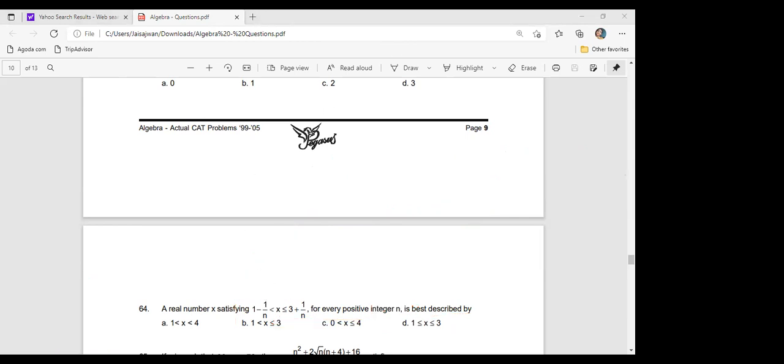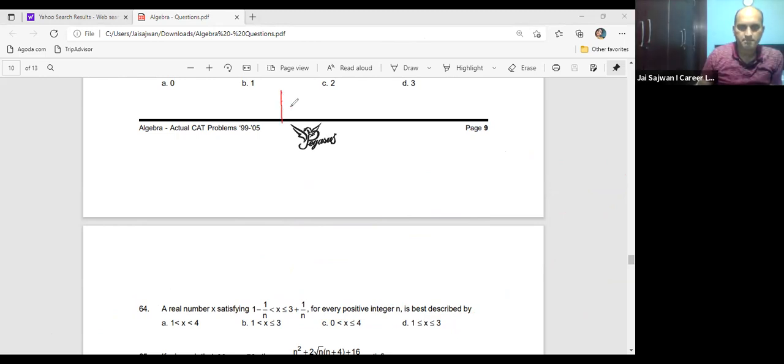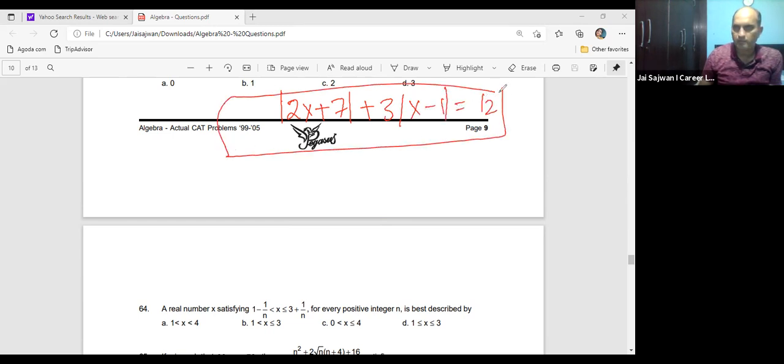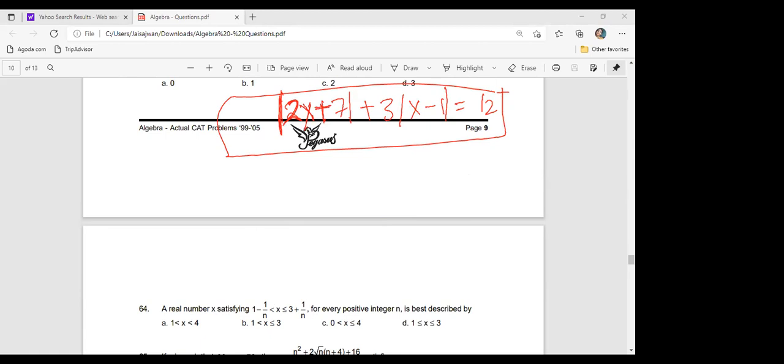One last question. Twice of x plus 7 plus thrice of x minus 1. This 3 is outside, but this 2 is inside the modulus. So mod of 2x plus 7 plus thrice is outside mod of x minus 1 is equal to 12. Find the value of x which will satisfy here. Okay. I think after this you will be very comfortable with it.